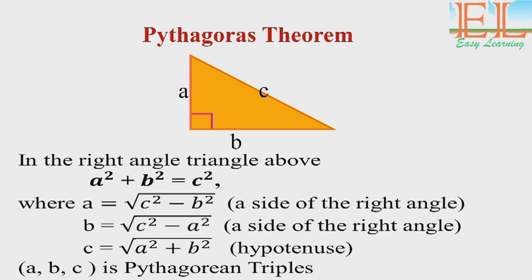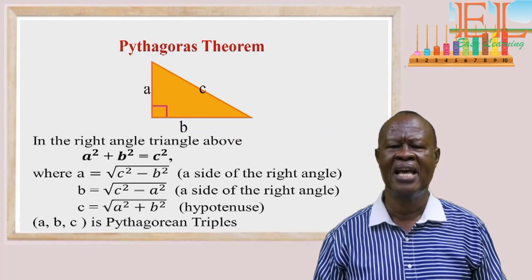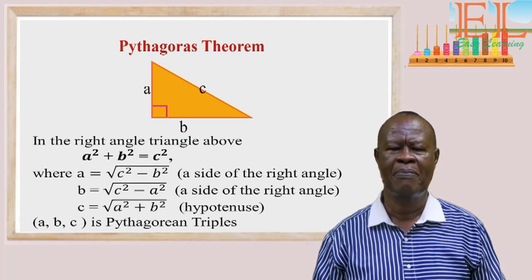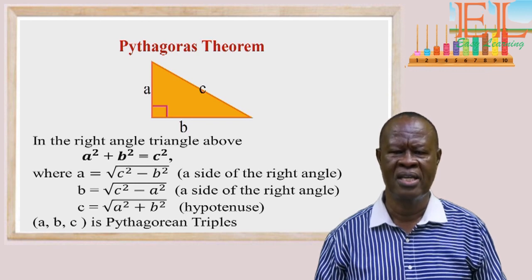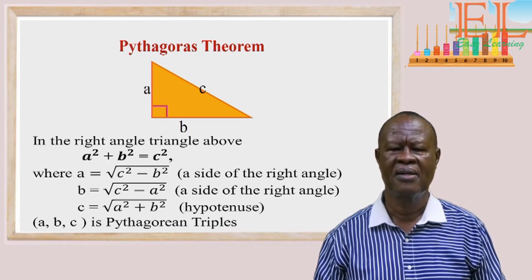Now our numbers A, B, C, which are the initial sizes of the right angle triangle, are called Pythagorean triples. If you have these 3 numbers and it's a Pythagorean triple, then it should be able to satisfy the Pythagoras rule, which is A squared plus B squared equal to C squared.